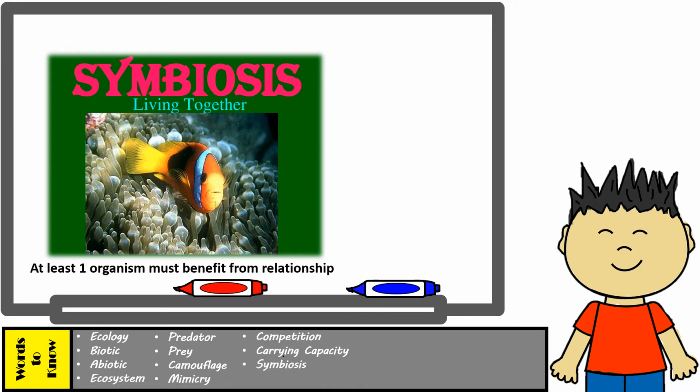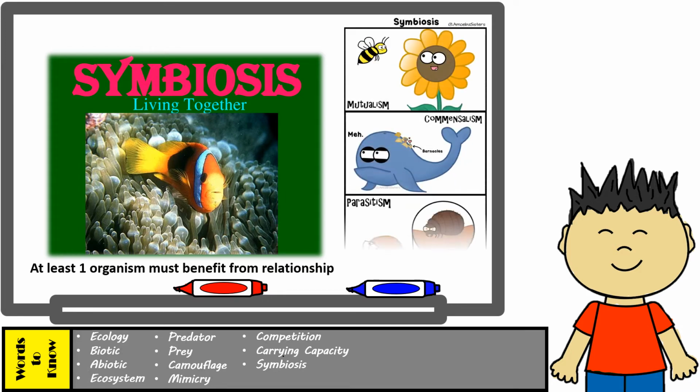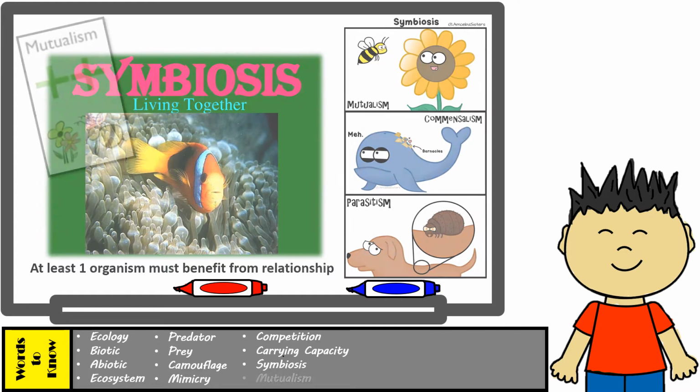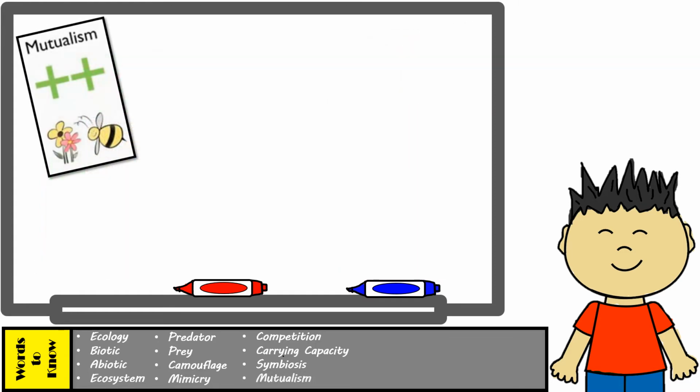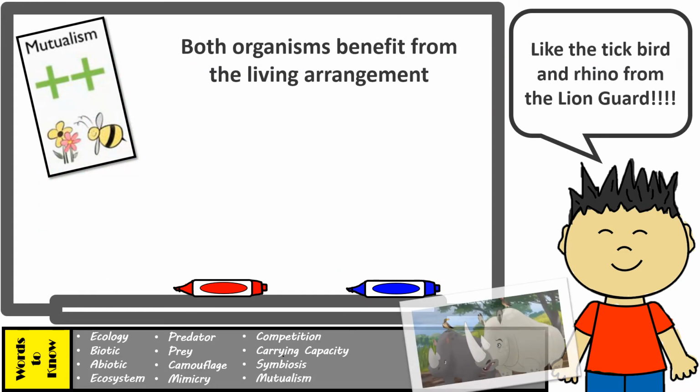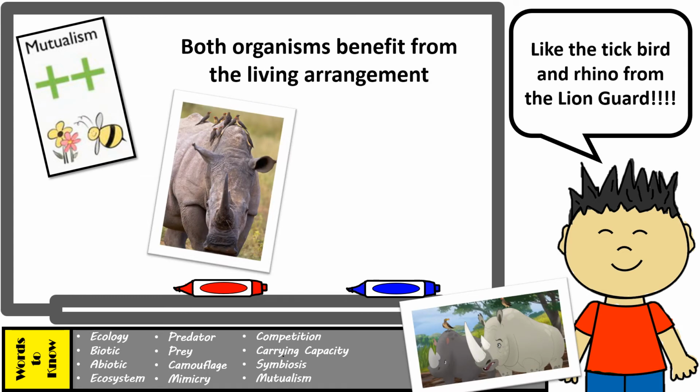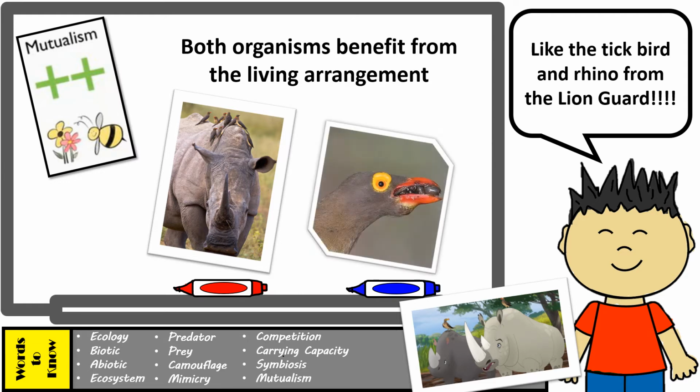Now, there are three types of symbiotic relationships: mutualism, commensalism, and parasitism. Let's first start with mutualism, which is a living arrangement in which both species benefit. Yes, Alex, that's correct. The tick bird, also known as the oxpecker bird, and the rhino from The Lion Guard would be a good example, in which the bird eats the ticks and other parasites that live on the skin of rhinos and gets food. Now, the rhinos in return receive pest control.